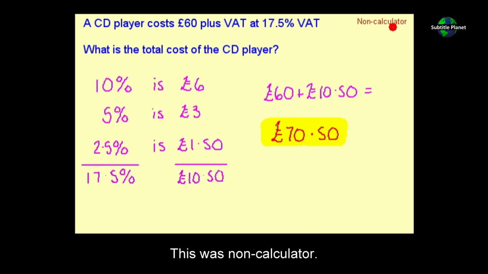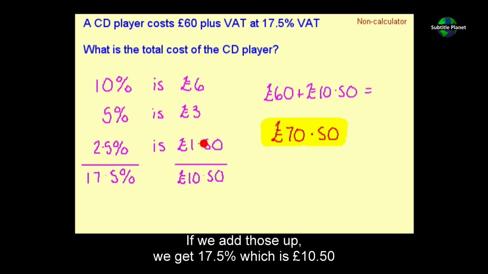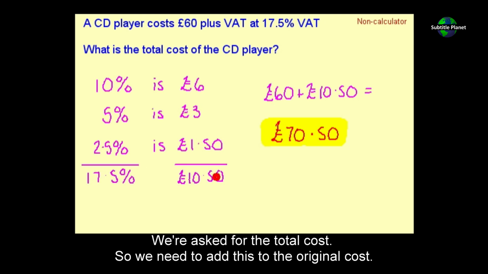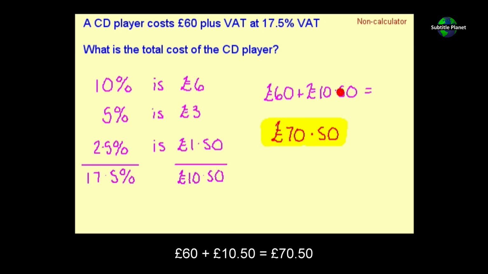This was non-calculator. So, without a calculator, 10% is £6, 5% is £3, and 2.5% is £1.50. If we add those up, we get 17.5%, which is £10.50. We're asked for the total cost, so we need to add this on to the original cost. £60 plus £10.50 is £70.50.